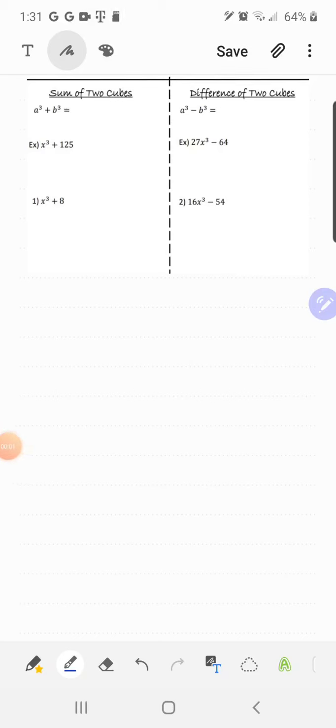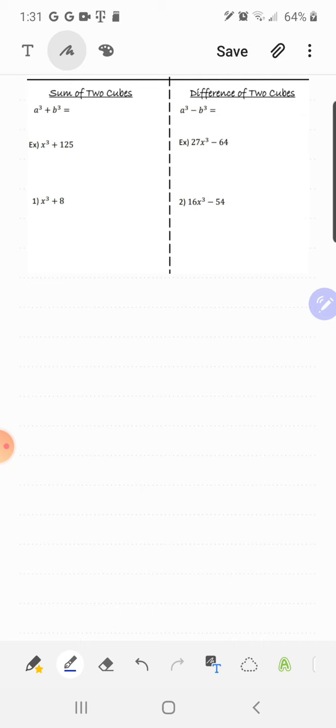Hello students, let's now learn how to factor polynomials. A polynomial is an nth degree polynomial, but in this case we are trying to factor the sum of two cubes and the difference of two cubes.